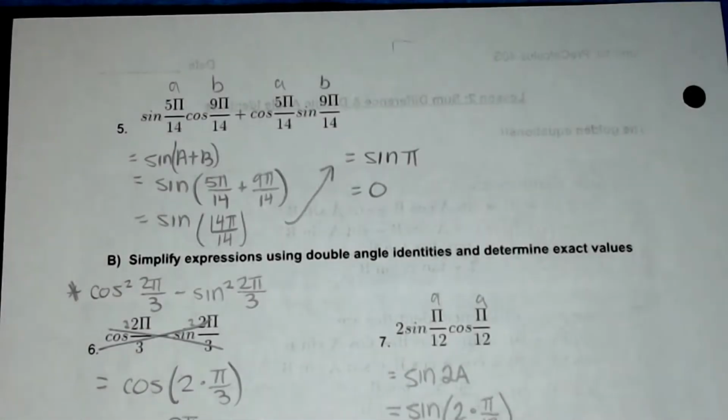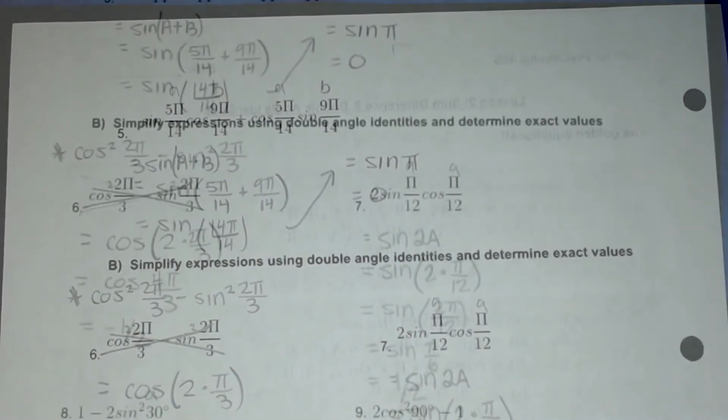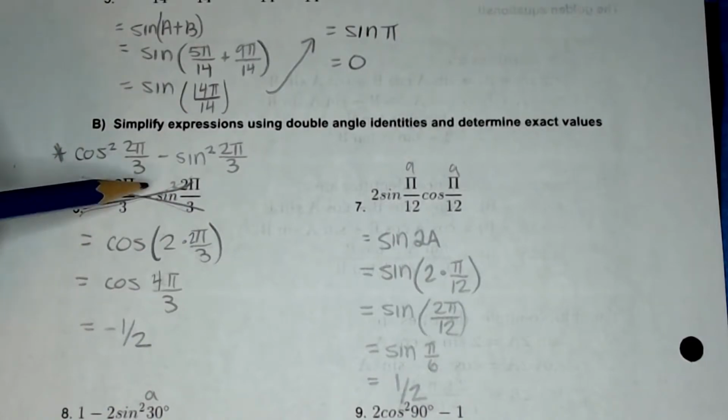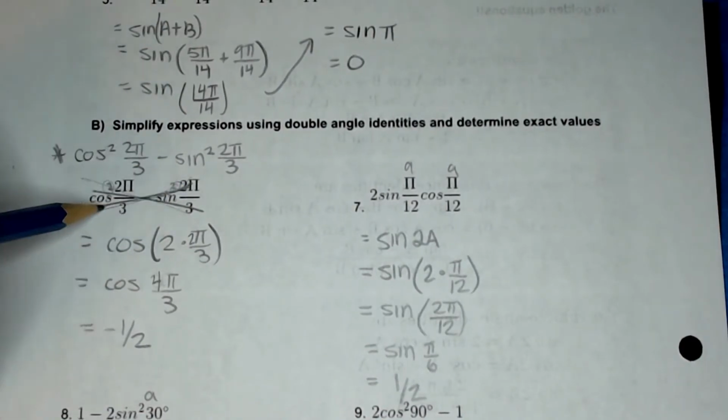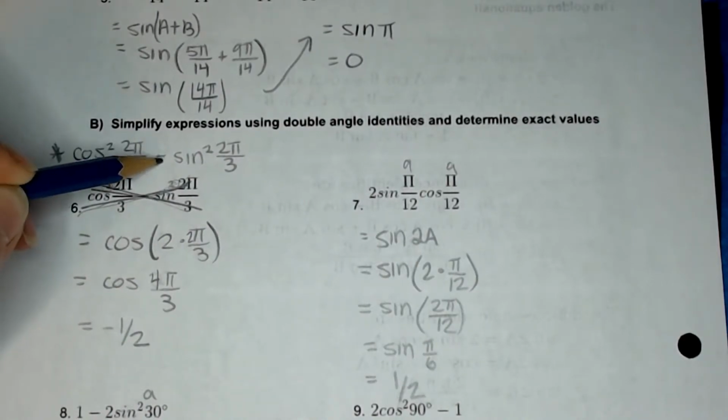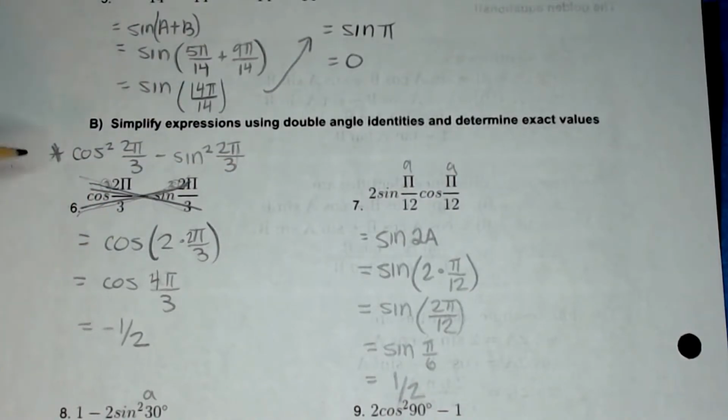On the back, there's an additional example in number 5, but again, just following the formulas. In part B, simplify expressions using double angle identities and determine exact values. So in this section, we're using our double angle identities to solve these problems. In question 6, I made an error. I forgot to insert the squared. So while this question is solvable, it's not the one that we're trying to solve. Just please rewrite it as cos squared 2 pi over 3 minus sine squared 2 pi over 3.